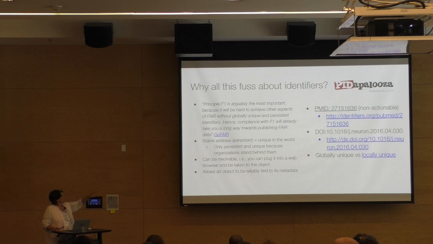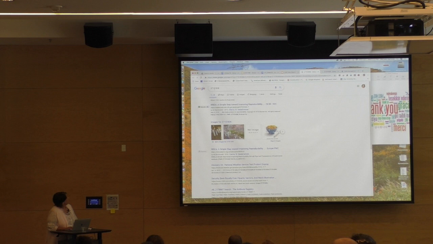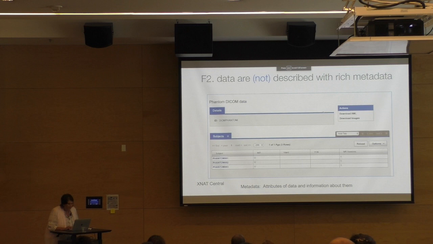So this is an example right here of, for example, an accession number. Let's see if we can get this to work. And this is an accession number for the PubMed ID for this particular paper about RRIDs. And you can see I pull up all kinds of things, GenBank, glossary services, and whatever. It's unique within PubMed, but it's not unique across the world, okay? There we go. So the other thing about it is that it's stable and persistent.